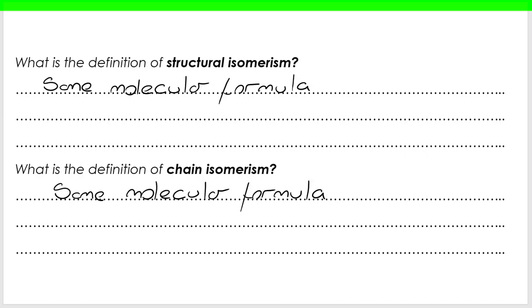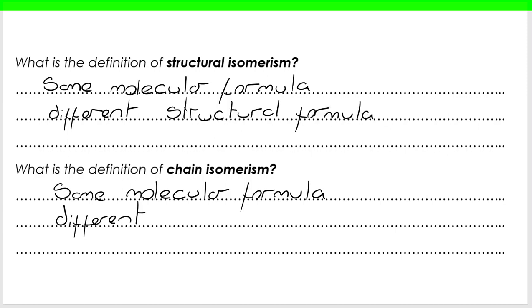In both cases, it's the same molecular formula. In both cases, something is different. Now in structural isomerism, we keep it very vague. It's a different structural formula. We know there are 3 different types of structural isomerism, chain isomerism as one of them. What is different in the structure? It's the different arrangement of the carbon chain. We're talking about the branching.